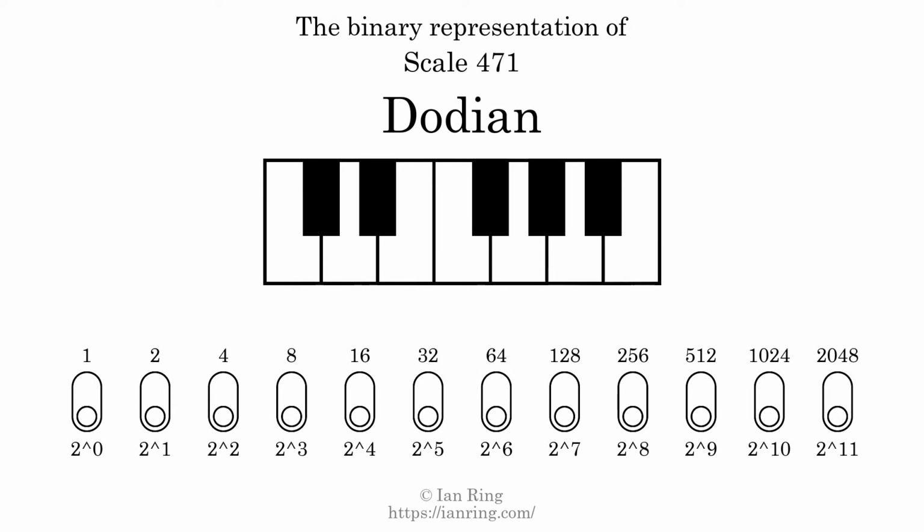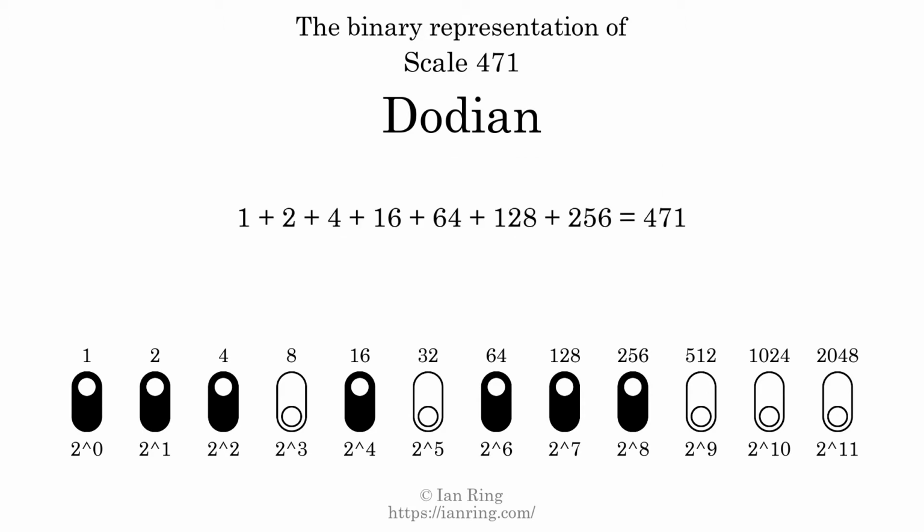The binary representation of this scale is determined by mapping tones of the scale to binary digits. Each binary digit represents a power of 2. To get the scale number, we add the powers of 2 together. The powers of 2 that are present in the scale, all added together, equals 471. That is why the scale number, in decimal, is 471.